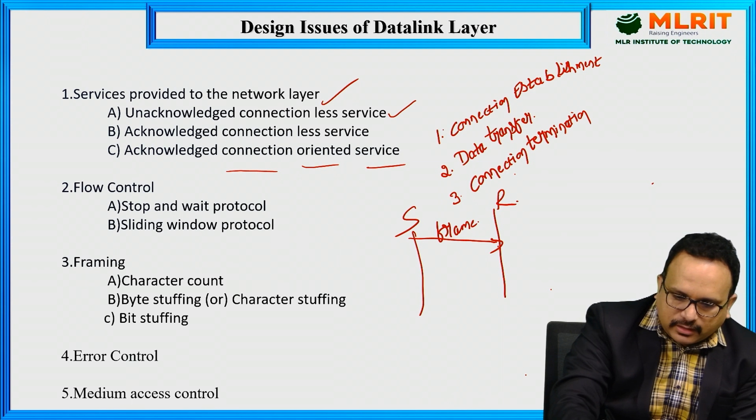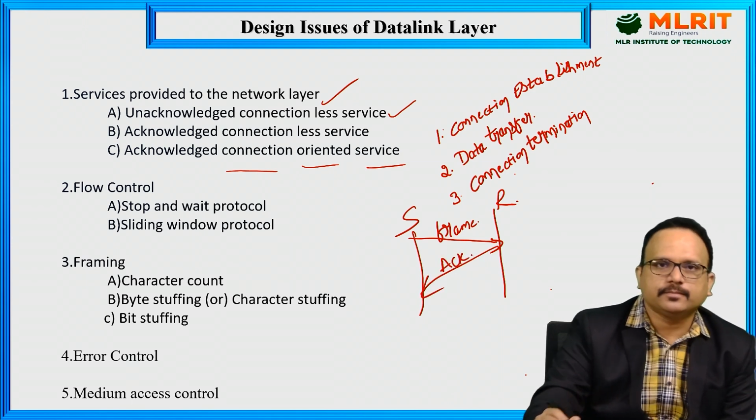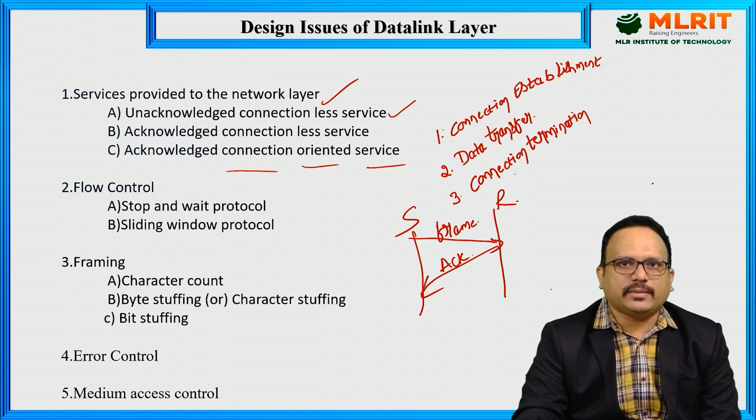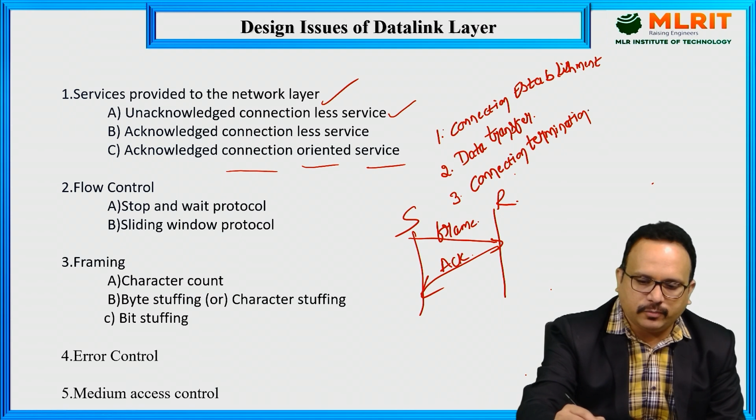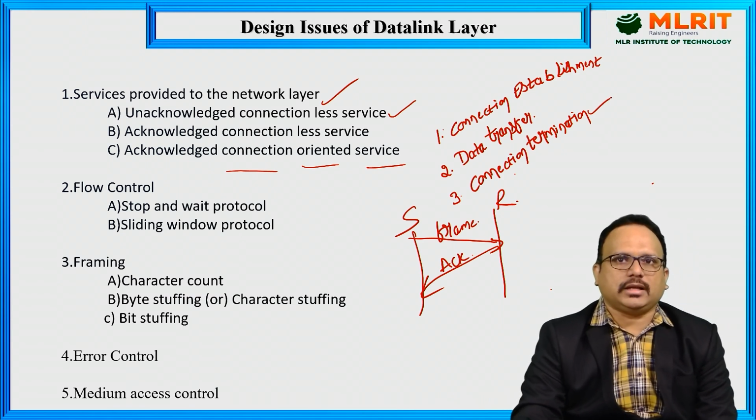And for this particular transmitted frame, acknowledgement will be transmitted by the receiver. Once the transmission of the frames is done, whatever frames are at the sender side, if all the frames have been transmitted and if all the acknowledgements have been received by the sender, then connection termination will happen. What is the reason for the connection termination?